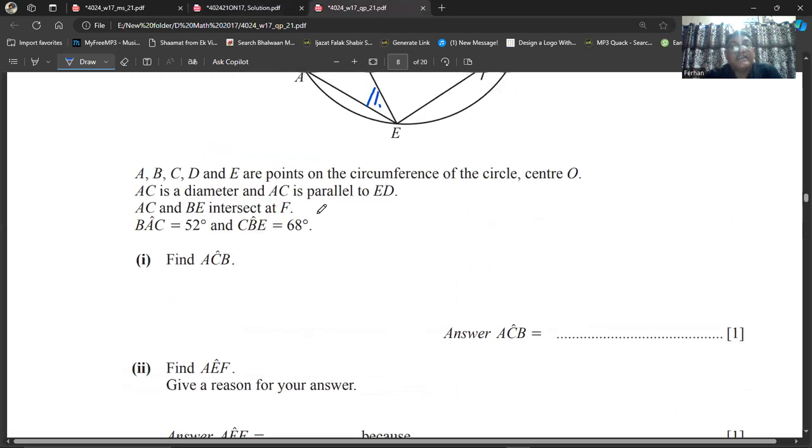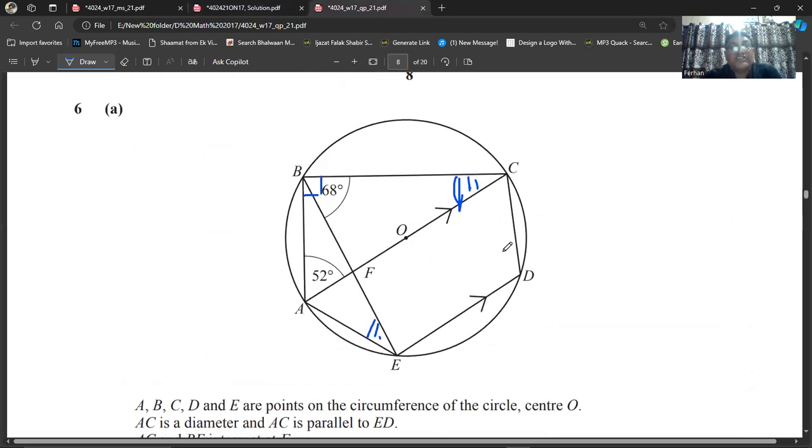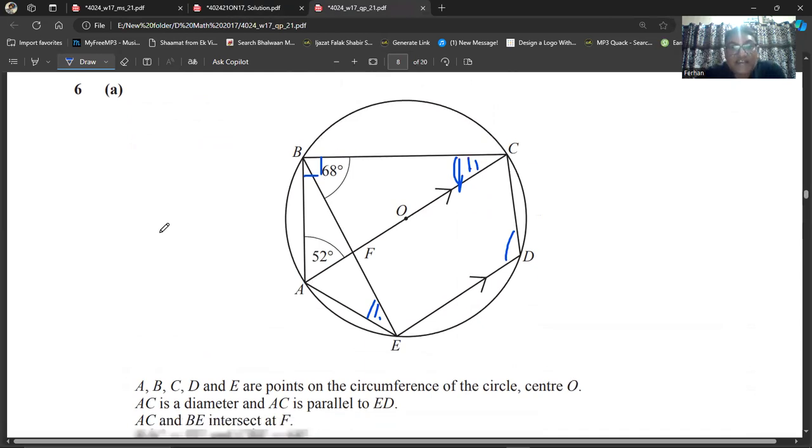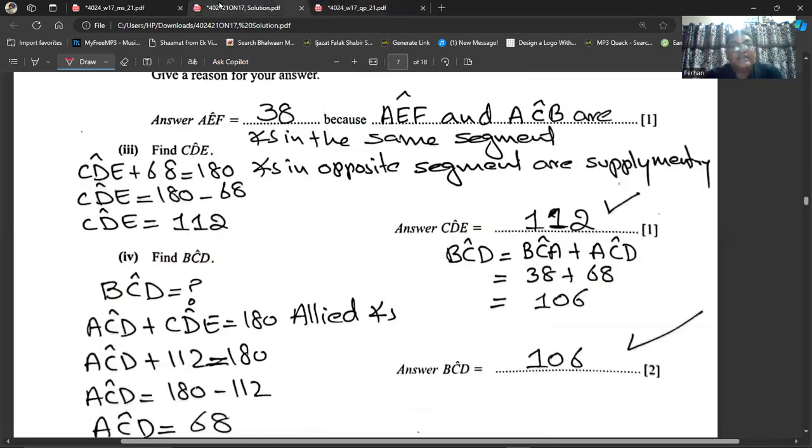Find the CDE. They want me to find out this angle. If you look at BCDE, BCDE is a cyclic quadrilateral, and the CDE angle and the 68 angle are angles in the opposite segments. Their sum will be equal to 180. So very simple, CDE is not a problem.